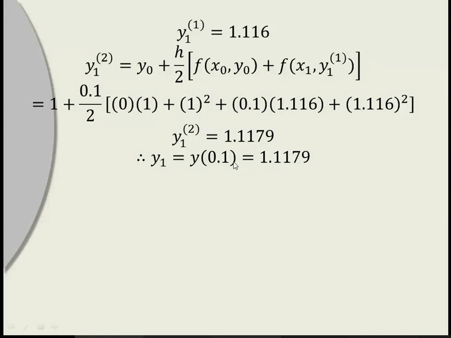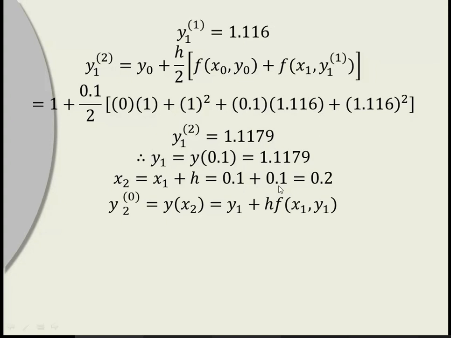Now we want to find the value of y at 0.2. We got y at 0.1, so we have to use the formula for y2 also. Now to get y2, firstly use Euler's formula. For getting y2, we need x2. And what is x2? x0 plus 2h or x1 plus h. You can use either formula. Add h to the previous term or x0 plus 2 times h. That will be 0.1 plus 0.1, that is 0.2.